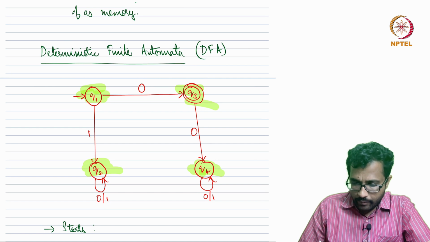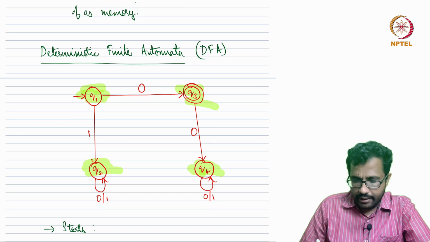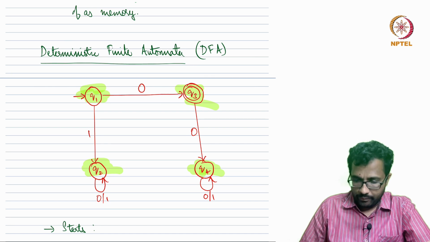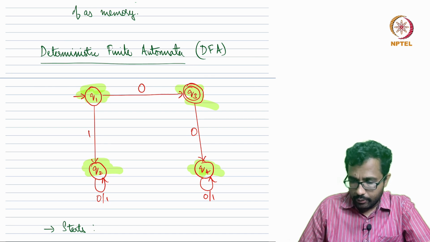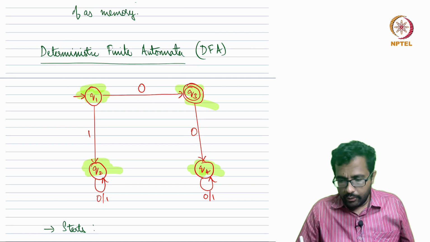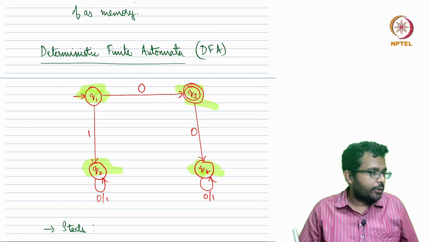And so, if you see, for each state there are 2 outgoing arrows, one for 0 and one for 1. So Q1 has an outgoing arrow to Q3 for 0 and an outgoing arrow to Q2 for 1, and Q3 has an outgoing arrow to Q4 for 0.